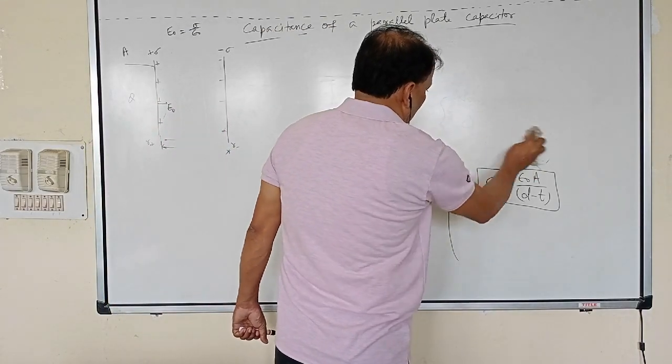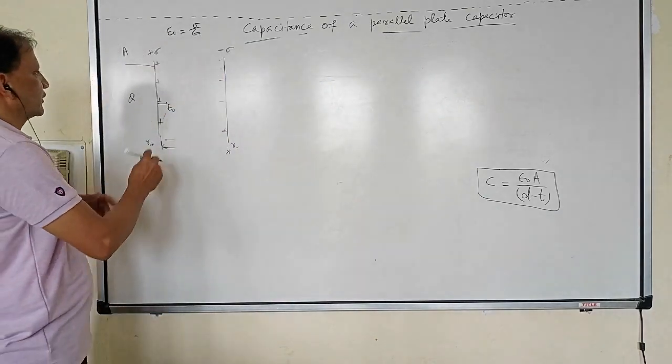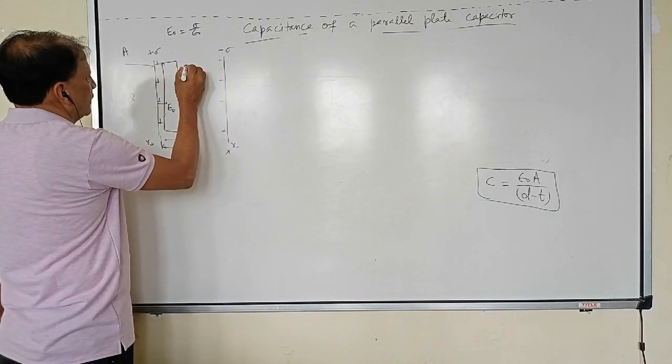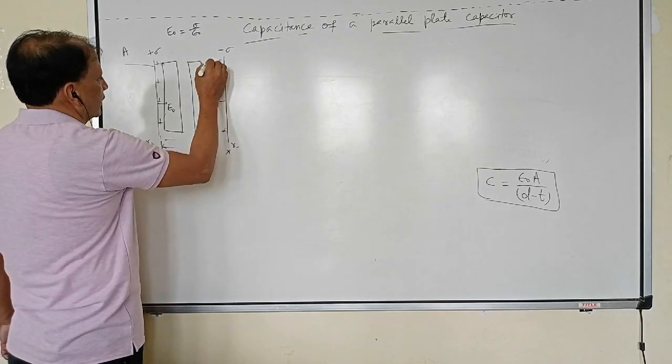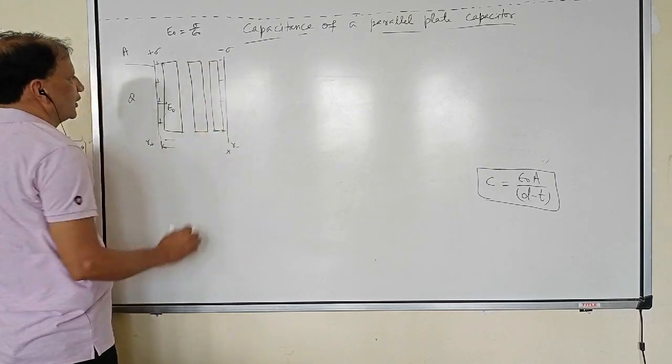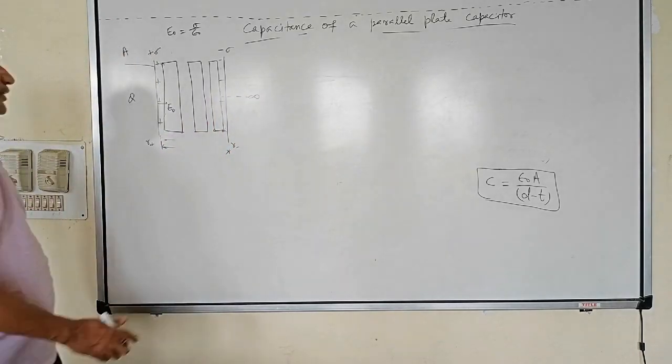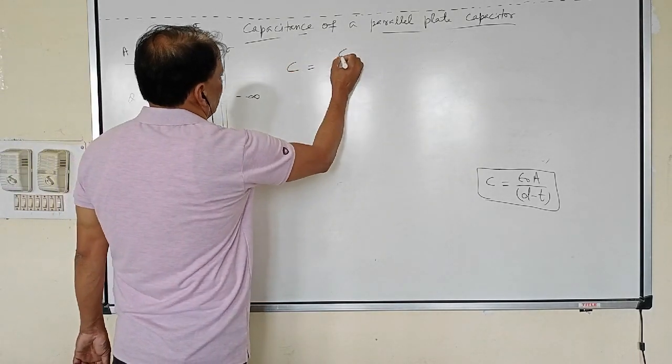And now there are more than one dielectrics. Let us suppose there is one, and there is another one like that, up to infinity. In that case, what will be the expression for capacitance? It will be given by epsilon naught A.